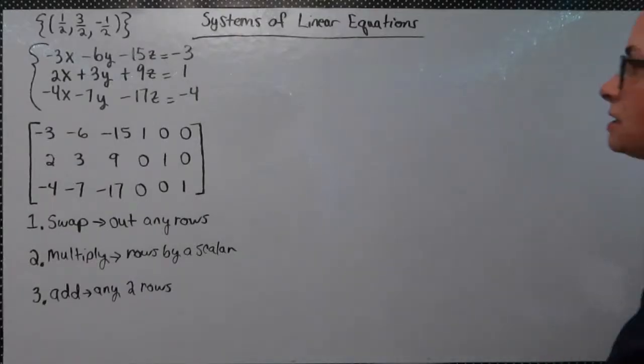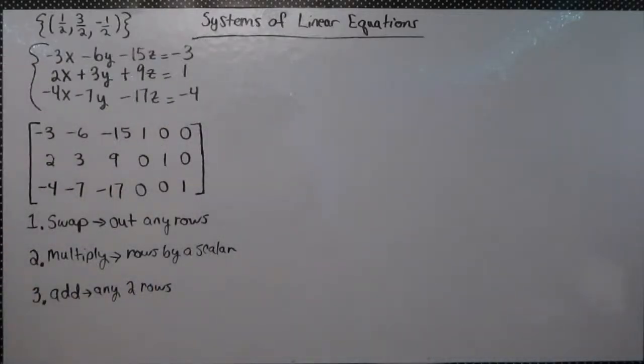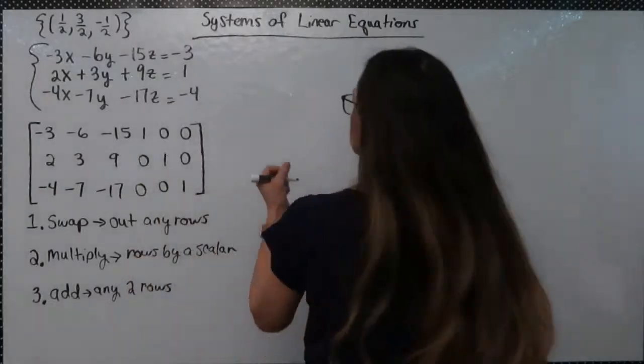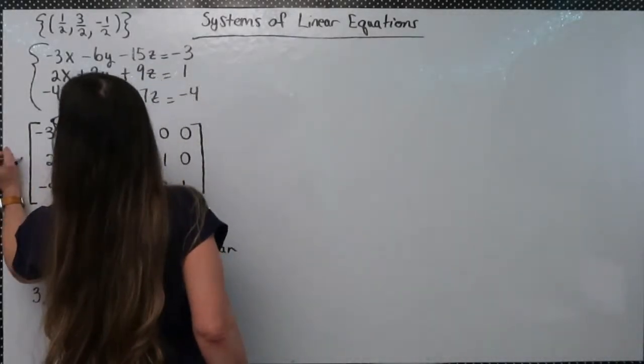All right, so let's go ahead and multiply. What we'll do is we can multiply row 2 by 2, and then we're going to add it to row 3. And then we will replace row 3. Let's do that. So this is 2.